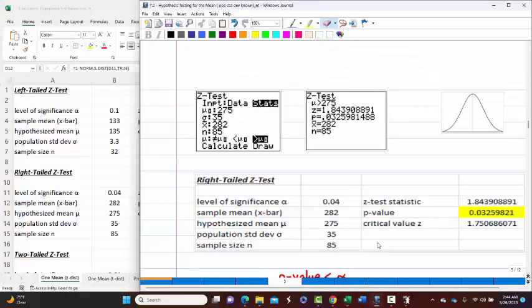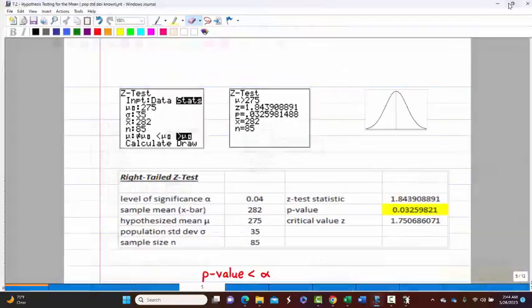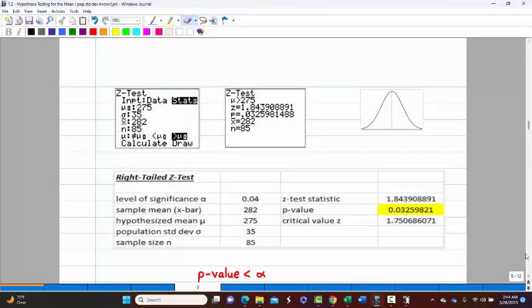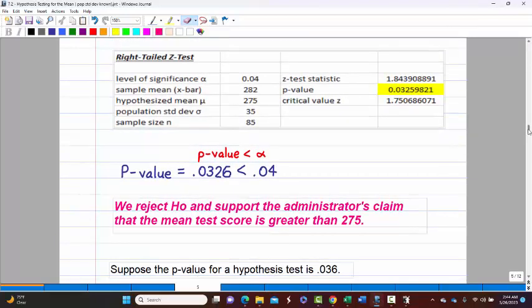What kind of conclusion do we reach here? 0.0326 is less than 0.04. So we reject the Ho, and we support the administrator's claim because the claim was the Ha. We reject and support that claim that the mean test score is more than 275. So we agree with that based on this sample.